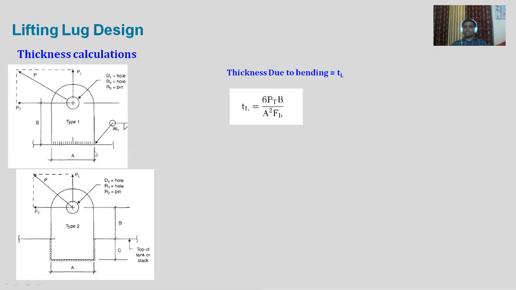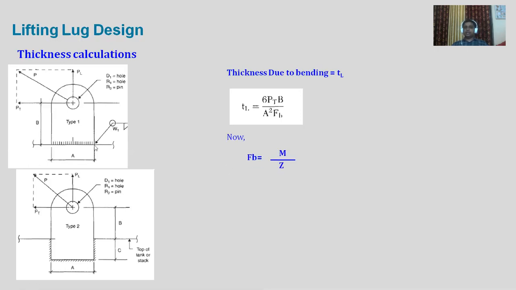So the section modulus for this component. Here we can see the force is acting in this direction, so this entire width A is going to resist that force, and that's the reason why A cube will be there for the moment of inertia. And section modulus Z is nothing but I upon Y. I is the moment of inertia, and Y is the extreme fiber distance from the neutral axis. So let's derive this formula also.